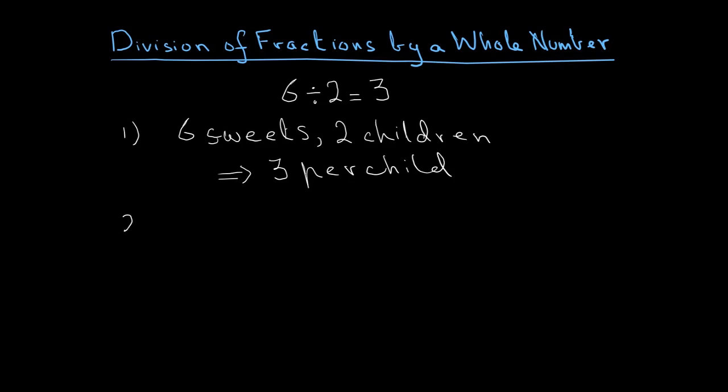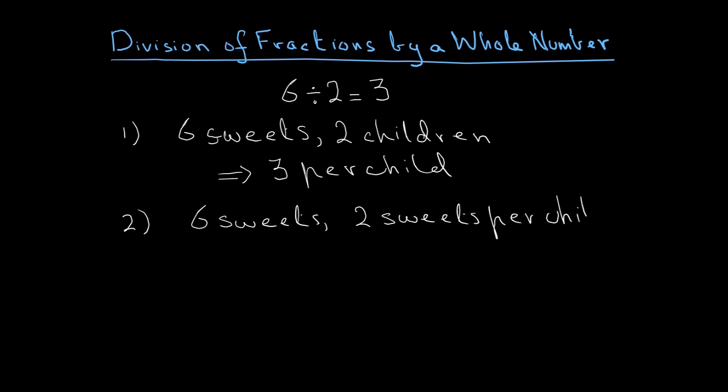But there is another interpretation of division, which is you have 6 sweets and each child gets 2 sweets. So we get 2 sweets per child. Okay? So now we don't know the number of children, but we know how many sweets each child got. So now again the answer is 6 divided by 2 is 3, and this would imply 3 children.